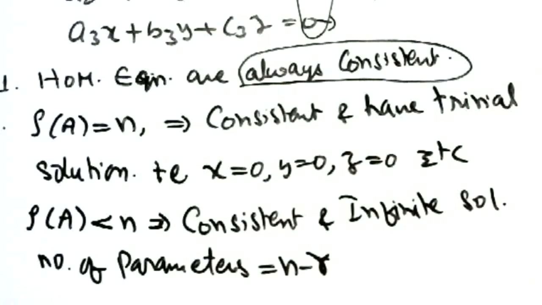What is the meaning of trivial solution? That is, all the variables are zero. For example, x equals 0, y equals 0, z equals 0. So if the rank of A equals n, the system of equations is consistent and has a trivial solution. That is, all the values of x, y, z are 0.